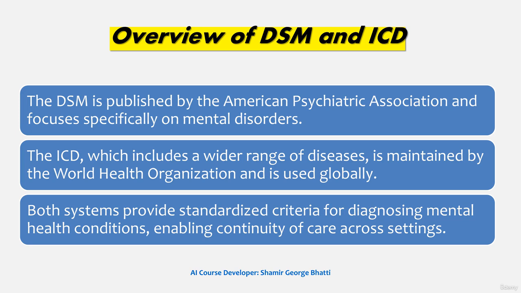In this lecture, we'll explore the two principal classification systems for diagnosing mental health conditions: the Diagnostic and Statistical Manual of Mental Disorders, or DSM, and the International Classification of Diseases, known as ICD. The DSM is a product of the American Psychiatric Association, specifically tailored toward mental disorders, while the ICD, managed by the World Health Organization, encompasses all diseases and is employed on a global scale.